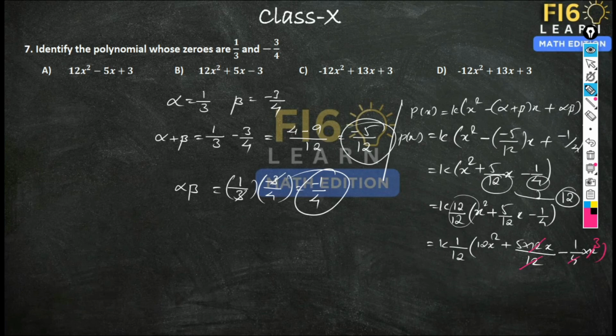Okay, and we can rewrite this equation as k by 12 times 12x square plus 5x minus 3. We just ignore the constant term in front of the equation. Now we are left with the polynomial 12x square plus 5x minus 3, which is option B.